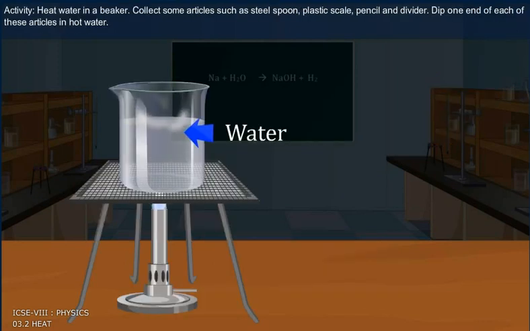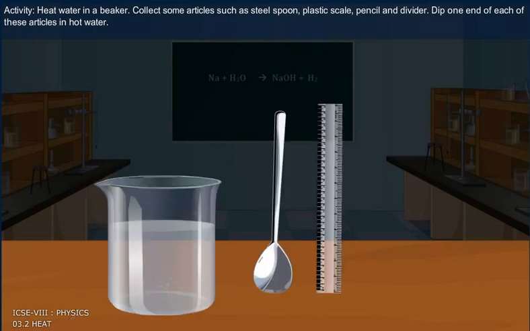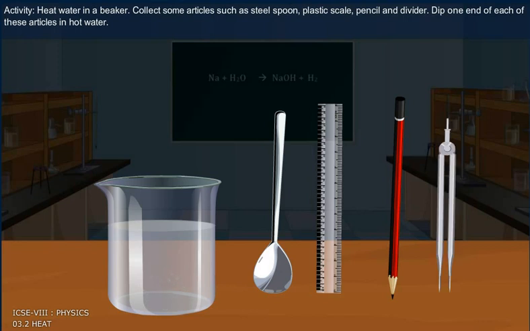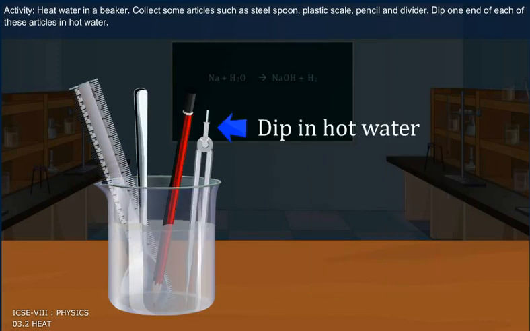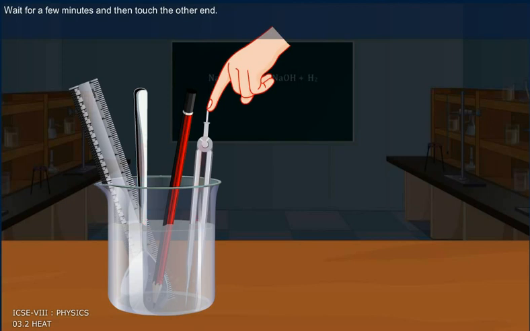Activity: heat water in a beaker. Collect some articles such as a steel spoon, plastic scale, pencil, and divider. Dip one end of each of these articles in hot water. Wait for a few minutes and then touch the other end.